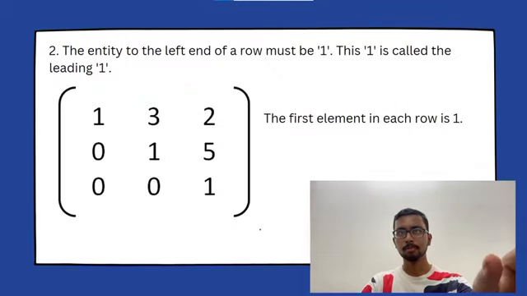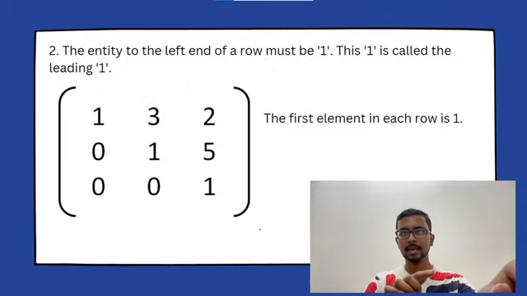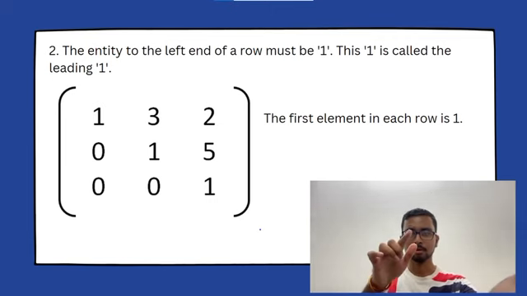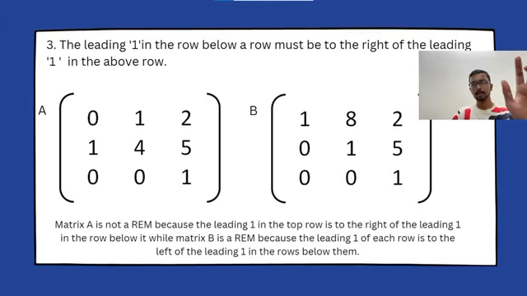The second property is that the first entry of a non-zero row must be 1. That means when going from left to right along a row, the first entry you see must be 1. The next property says that the leading one in a row must be to the right of the leading one in the row above.